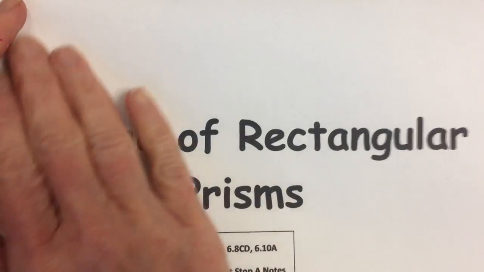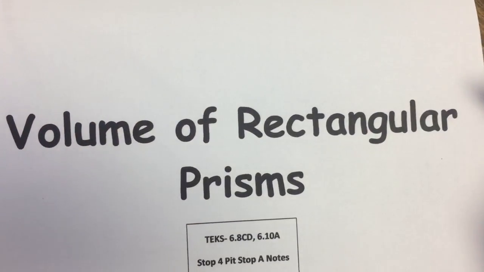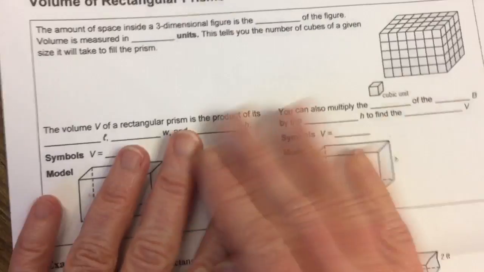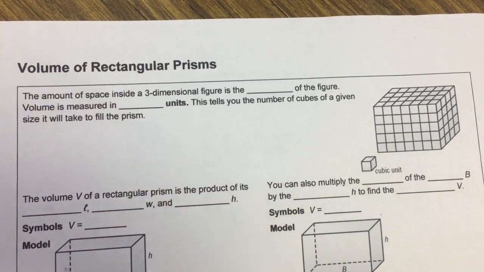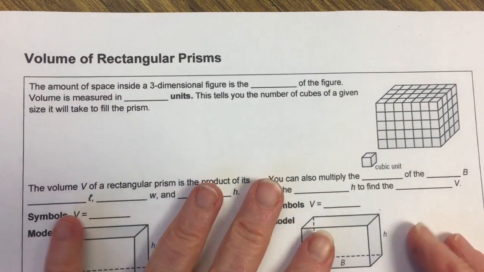In this video, we're going to be talking about how you find the volume of rectangular prisms. So let's go ahead and open this up. And first of all, just what is volume? Well, volume is the amount of space inside a three-dimensional figure.